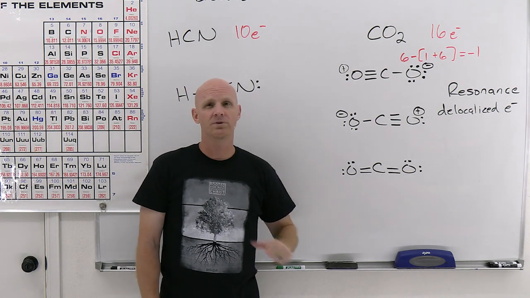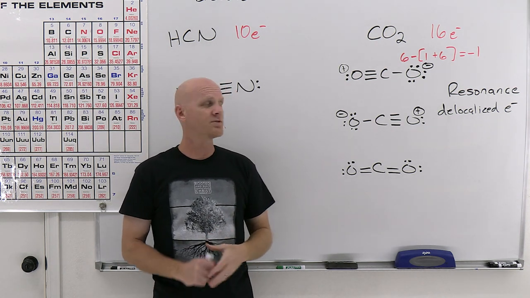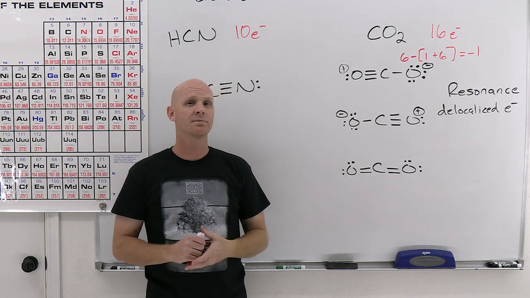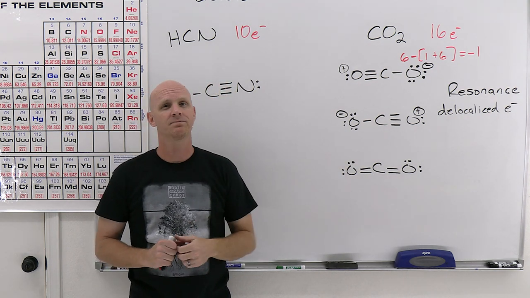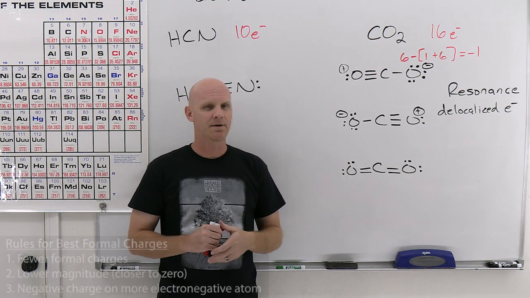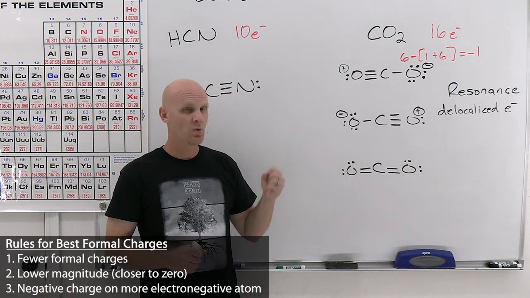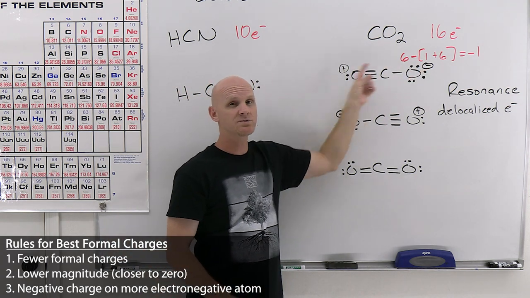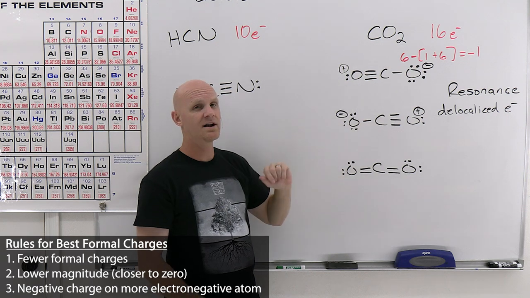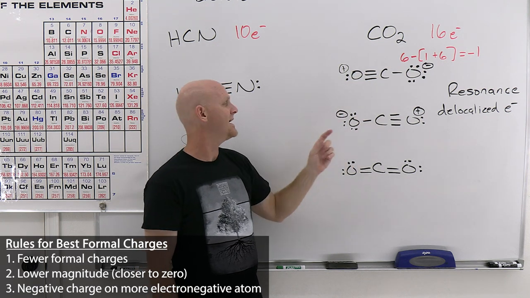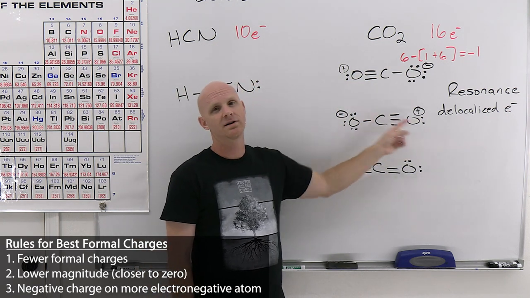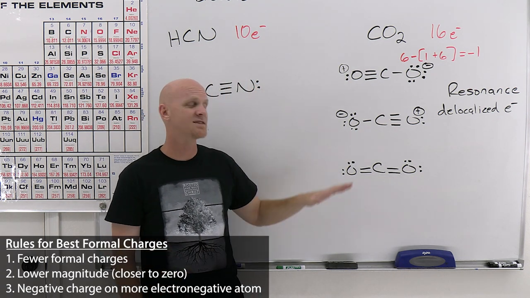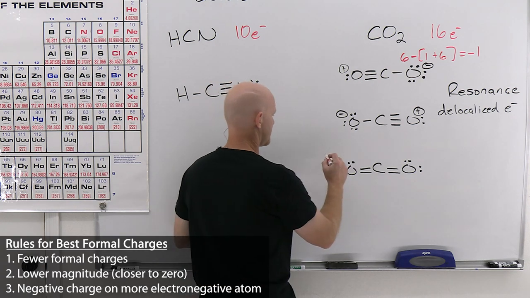And so for formal charges, there are some rules here. But when you've got different resonance structures for drawing out the Lewis dot structure of a molecule, the best one has the best formal charges. And by best formal charges, I put it on your handout there, we want fewer formal charges. Well, this resonance structure has 2 different atoms with formal charges, whereas this one doesn't have any atoms with formal charges. That's what makes it the best structure.